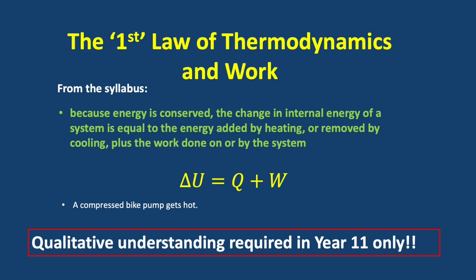So delta U equals Q plus W, where Q can be positive if it's heat going into the system, negative if it's heat coming out of the system. And W, work, can be positive if it's work done on the system, and negative if work is done by the system. Again, it's good to have the equation there to help us see what's going on. However, we only have to describe what's going on with the first law of thermodynamics. We have to give examples and describe. That's all we're required to do in year 11.